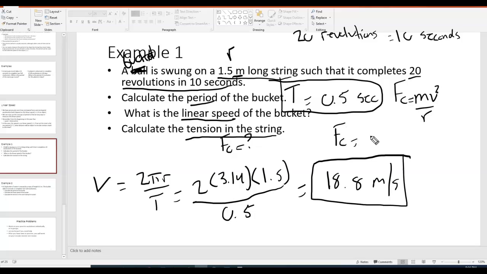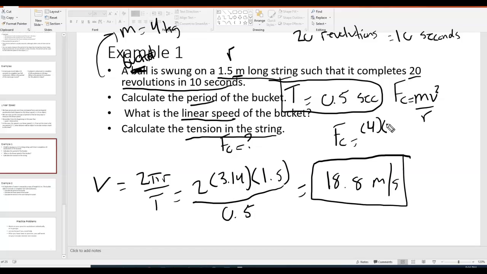I have the mass of the bucket, which I just realized is not given. Oh gosh, what a horrible mistake. So number one, it's a bucket, not a ball. Number two, it looks like I forgot to give you the mass. So let's just make up a mass. I'm going to completely make up a number. Let's say the bucket has a mass of 4 kilograms. Okay, sorry about all my mistakes. Okay, so let's say it has a mass of 4 kilograms.